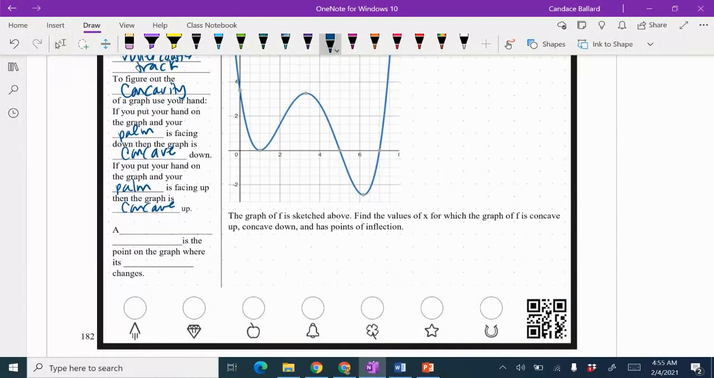A point of inflection is the point on the graph where its concavity changes. I'm not spelling that right, concavity. It's basically when you turn your hand over.